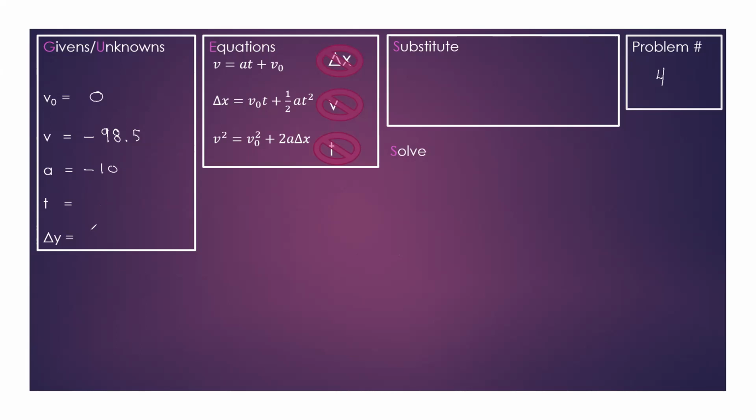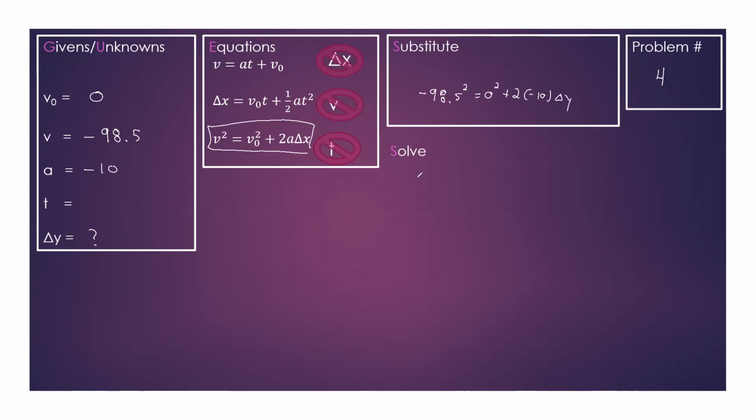How high up was the seagull? So where did you get bombed from? In this case, time is the variable we do not have and do not want. So I'm going to go ahead and pick this third equation down here: V squared equals V naught squared plus 2 times A times delta Y.